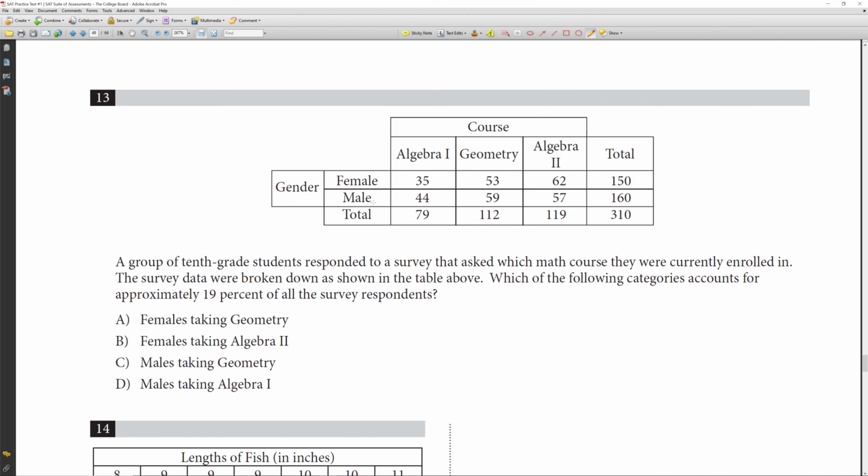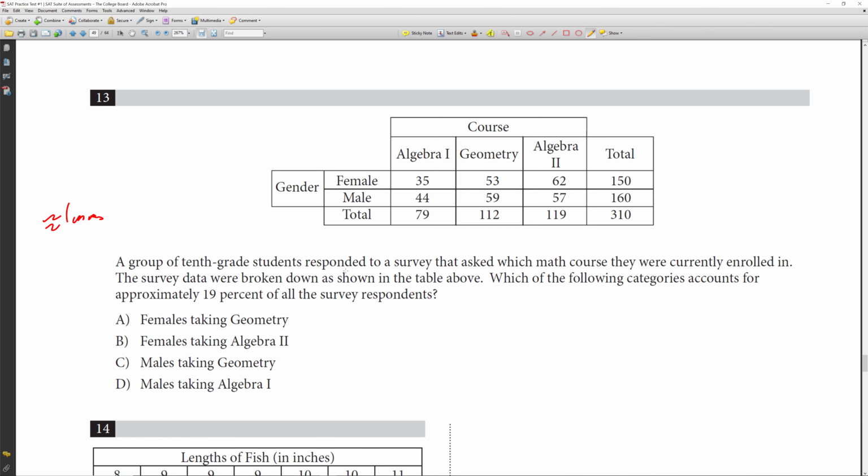Number 13. Okay, it's a small passage. Go to the end. Which of the following categories accounts for approximately 19% of all the survey respondents? So this one deals with percentages. Keep that in mind as we go through the question. So we're given some data that we need to digest. So it looks like this will take about a 1-minute question to do.